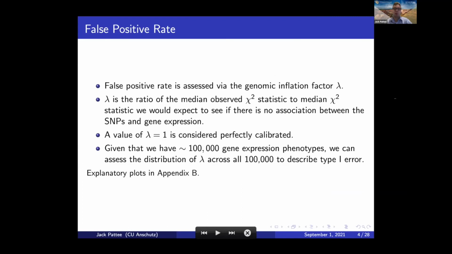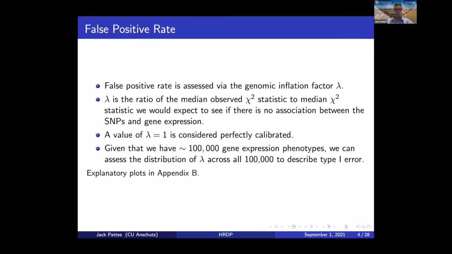So to assess this so-called false positive rate in the real data, which we can't, again, exactly determine because we don't know what a false positive is, we look at the genomic inflation factor lambda. This lambda is the ratio of the median observed chi-squared statistic to the median chi-squared statistic we would expect to see if there's no association between SNPs and a gene expression. So we get one lambda value per gene expression phenotype. We look at the median of each of the pairwise SNP associations with that gene expression phenotype, and we compare that to what we expect under the null.